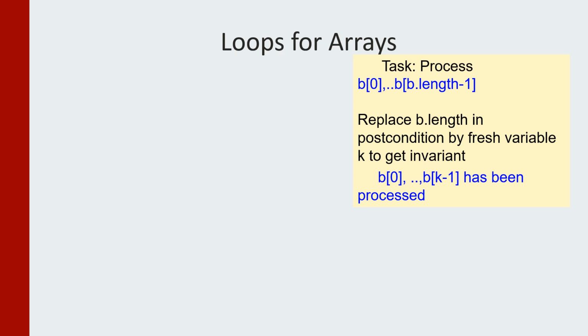When you want to write your loop invariant, you basically replace b.length in the postcondition by a fresh variable k to get the invariant that b at 0 up to b at k minus 1 has been processed. Let's actually look at some pseudocode to see what that means.